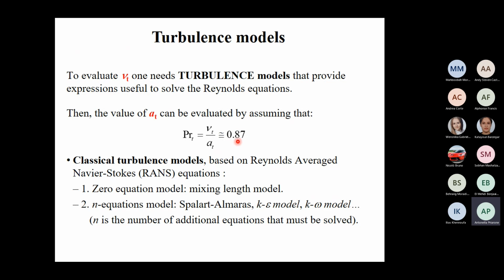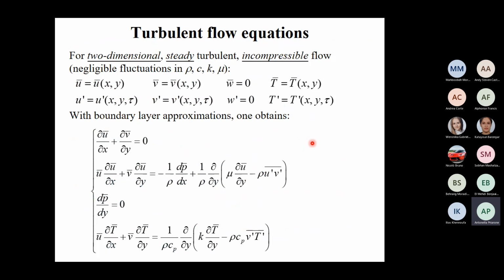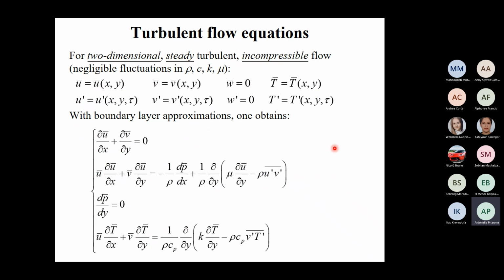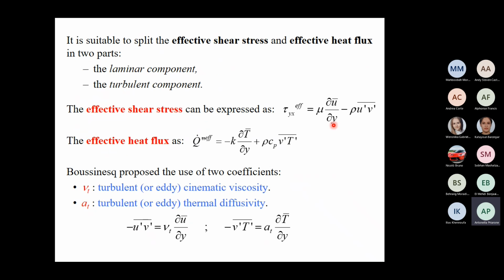But really, the sense is not to show you the turbulence models. The sense is to show you the approach: in turbulence, we have two types of parts in the same property, a fluctuating part and a mean average value, and the introduction of the effective shear stress and effective heat flux, with a part that is linked to the fluctuating component.